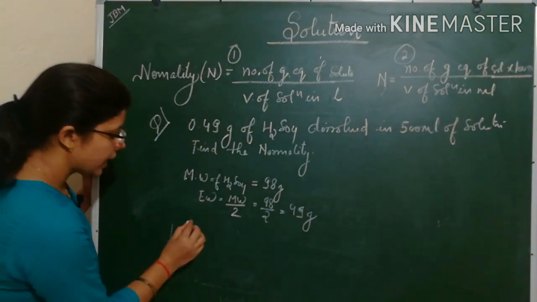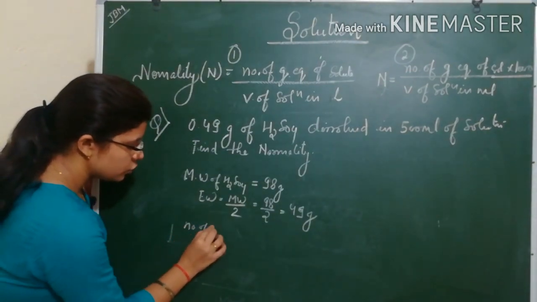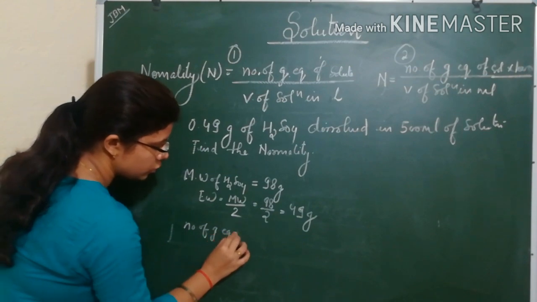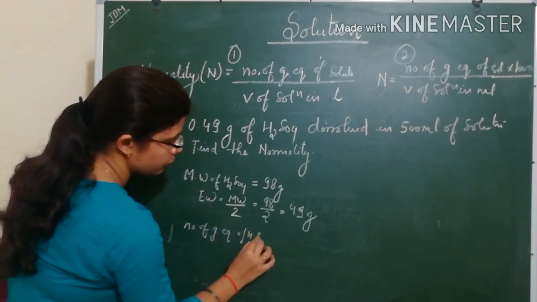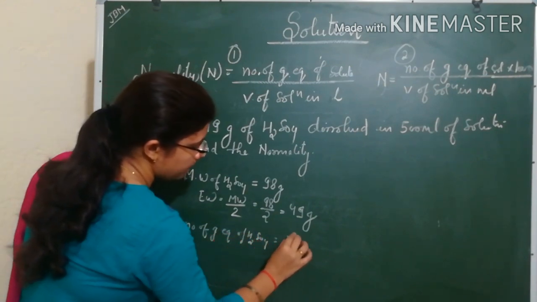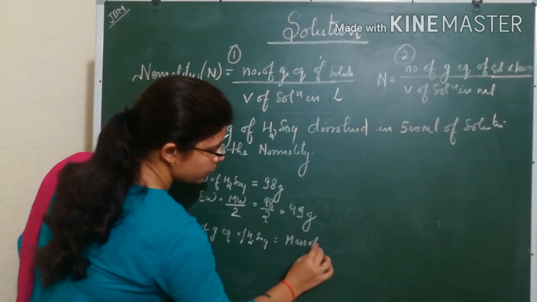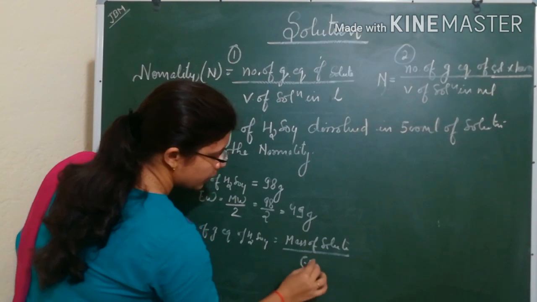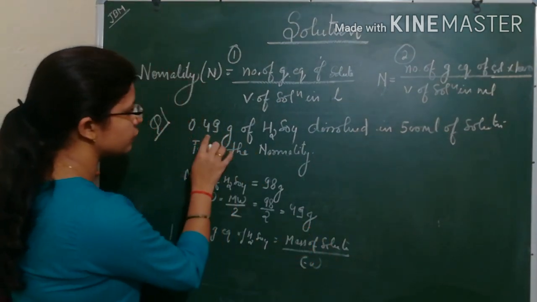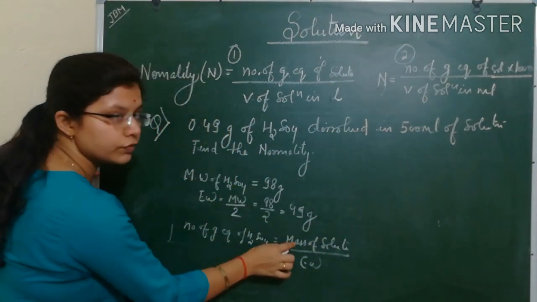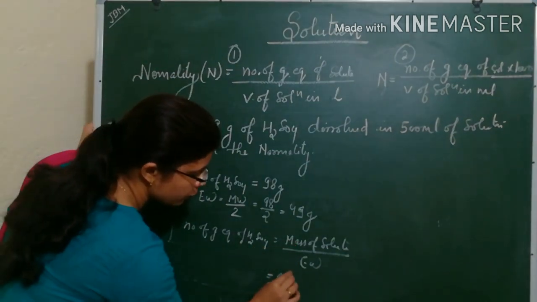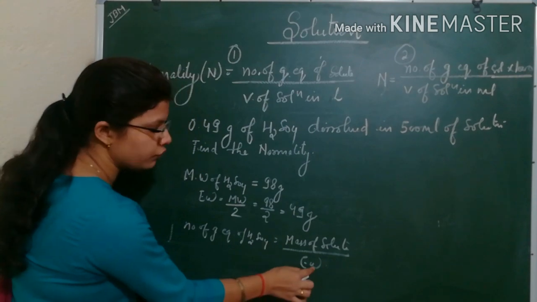Now, to calculate the number of gram equivalent of H2SO4, you should know the mass of a solute that is already given in the question divided by equivalent weight of H2SO4. What is given in the question? Mass of a solute is already given in the question. So 0.49. What is equivalent weight?